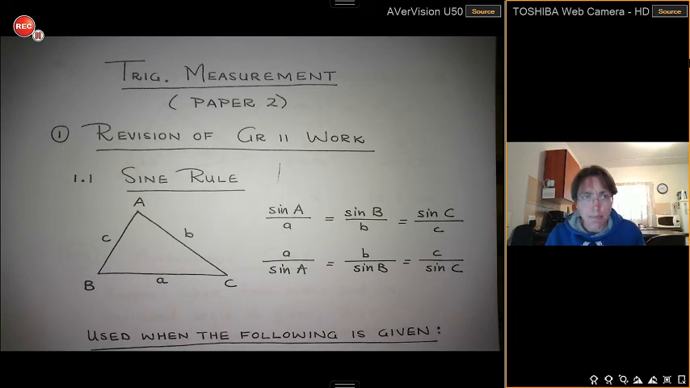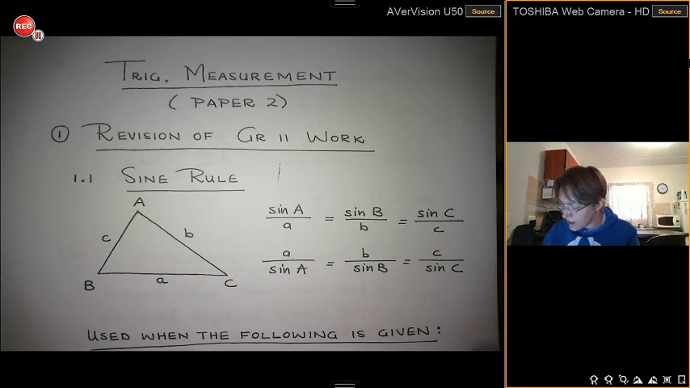Technically speaking, these rules even apply in a 90-degree triangle. So you could use the sine rule, the cosine rule, and the area rule in a triangle that has a 90-degree angle instead of using the trig ratios. You are actually allowed to do that. Okay, let's look at the rules.